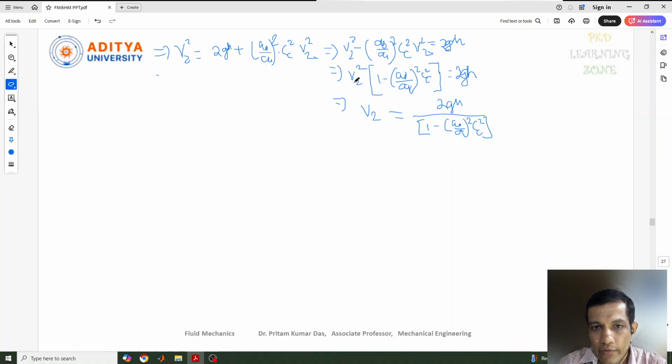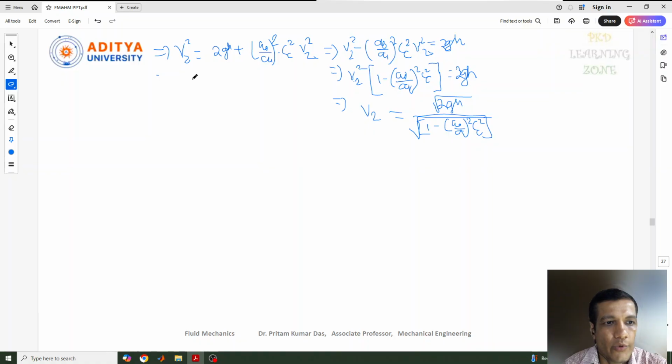And now we can see initially it was v2 square, but now I want to remove this square and keep it on this side as a root over term. So I'll keep the root over on this side. So I can write v2 equal to root over 2gh by 1 minus a naught by a1 square Cc square. Okay, so this is the term.